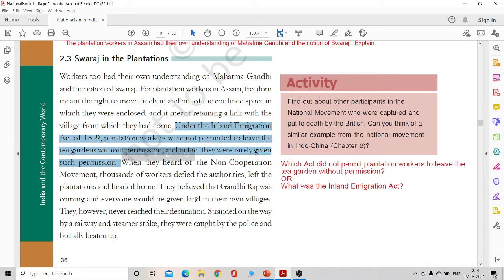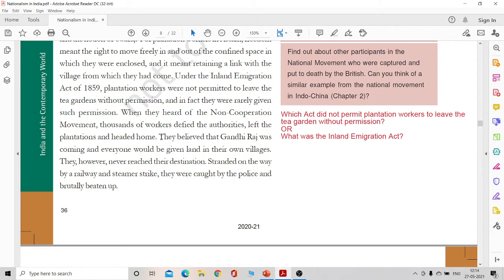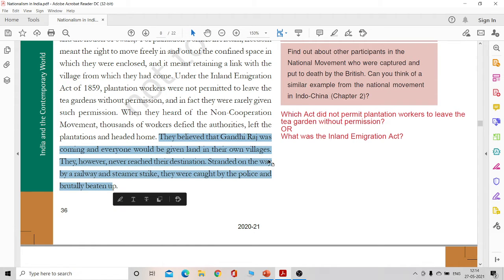So basically they were slaves. In other ways, we can say that they were slaves under the British rule, and the plantation workers longed for freedom. So their idea of Swaraj was freedom from the confines of the plantation, right? And they believed that Gandhi Raj was coming, and everyone would be given land in their own villages. Longing for home, we can see here, is a part of the greater idea of freedom, right?